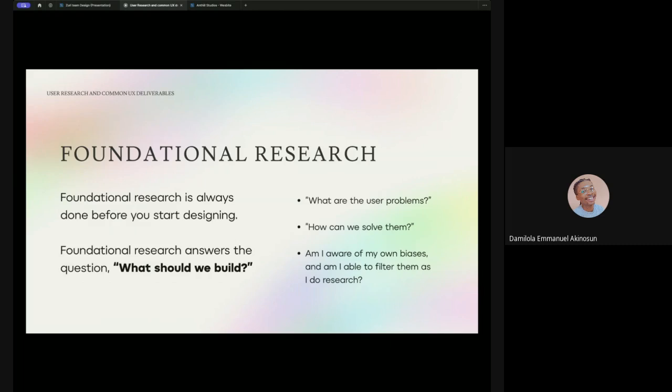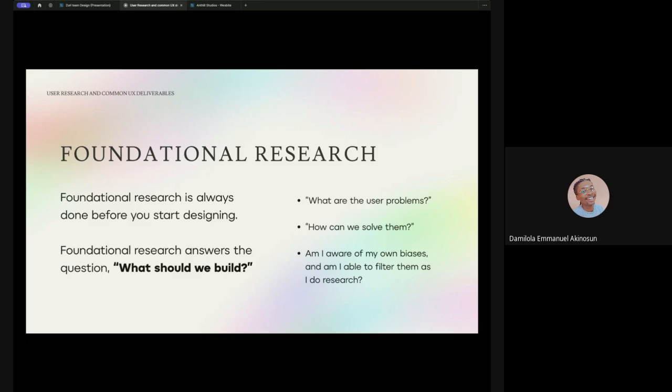And foundational research answers the question, what should we build? So basically, if you don't know what you're going to build, you cannot start building. That's how it works. And that's where foundational research comes in. It helps you answer the question, what should we build? And under foundational research, that's when you ask questions like, what are the problems? What problems are our users facing? How can we solve them? Like, am I aware of my own biases? Am I able to filter them as I do research?